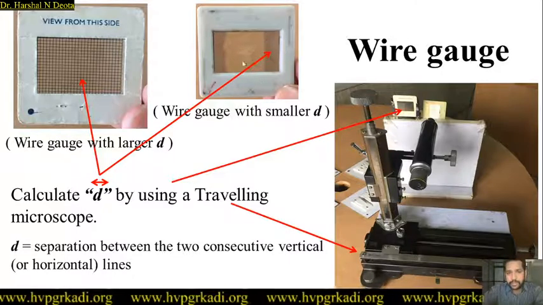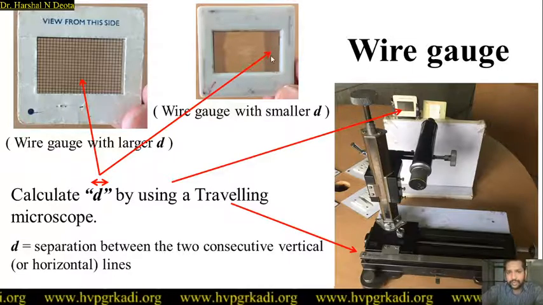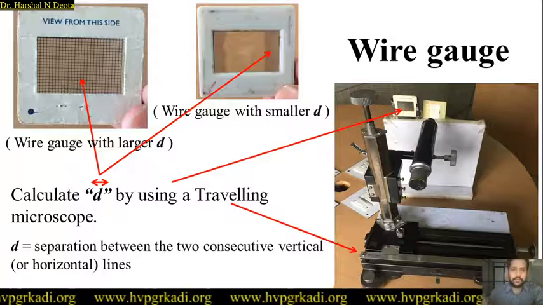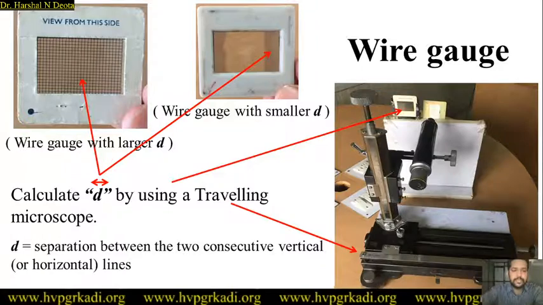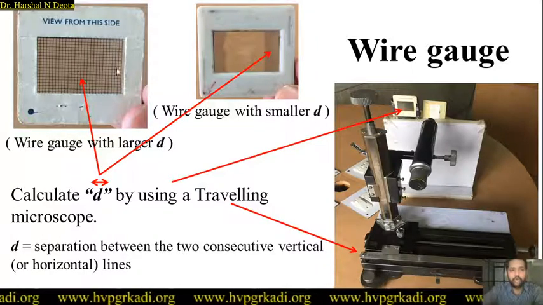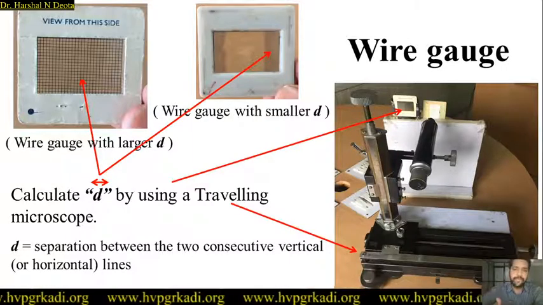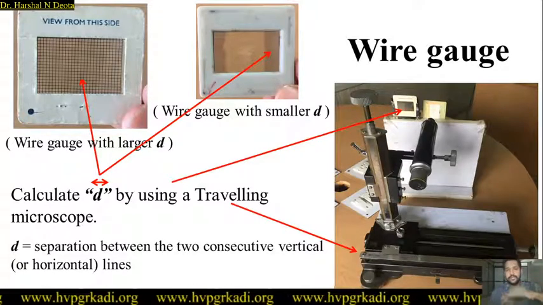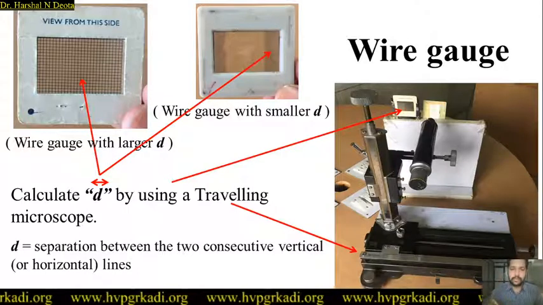Please ignore the middle part, it is actually ruptured, but you can see that this portion has very minute squares. Now again, for this particular wire gauge, we have to calculate the distance d between the vertical lines or two horizontal lines. Since they are squares, it is the same. If you measure the distance between two vertical lines or two horizontal lines, the distance will be the same. Since it is a square, all sides are equal.